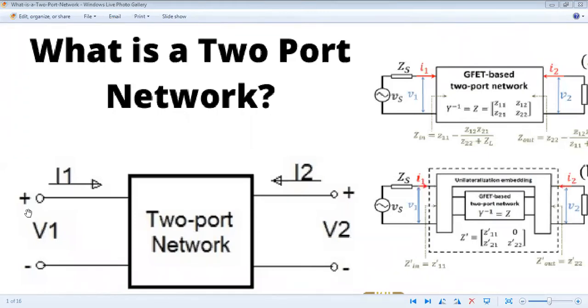Now, today we are going to perform the ABCD parameter in the two-port network. So first, I turn on my mobile camera so that I can show you the notes and manual. Please give me 1 minute.